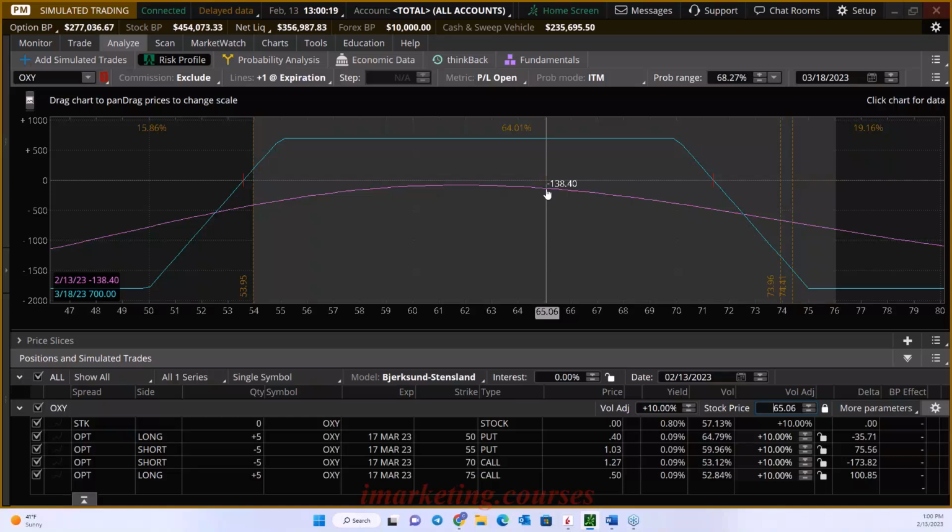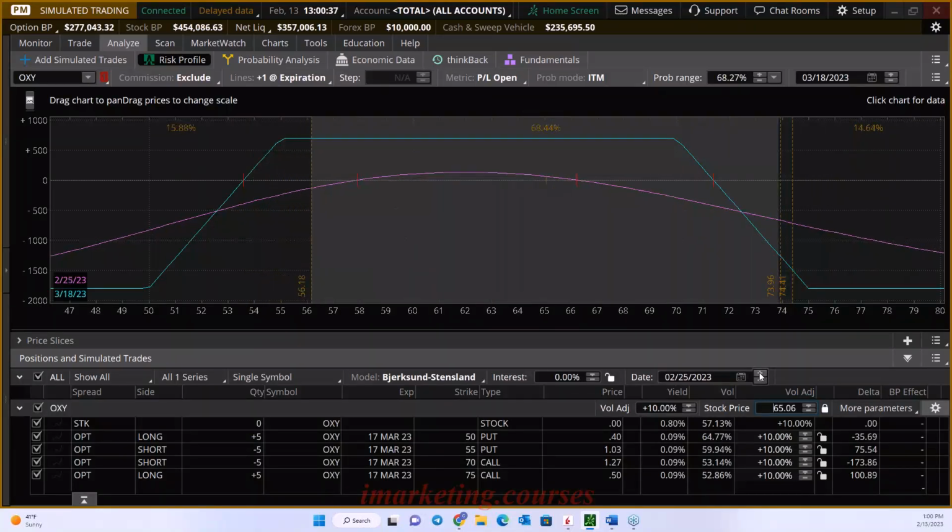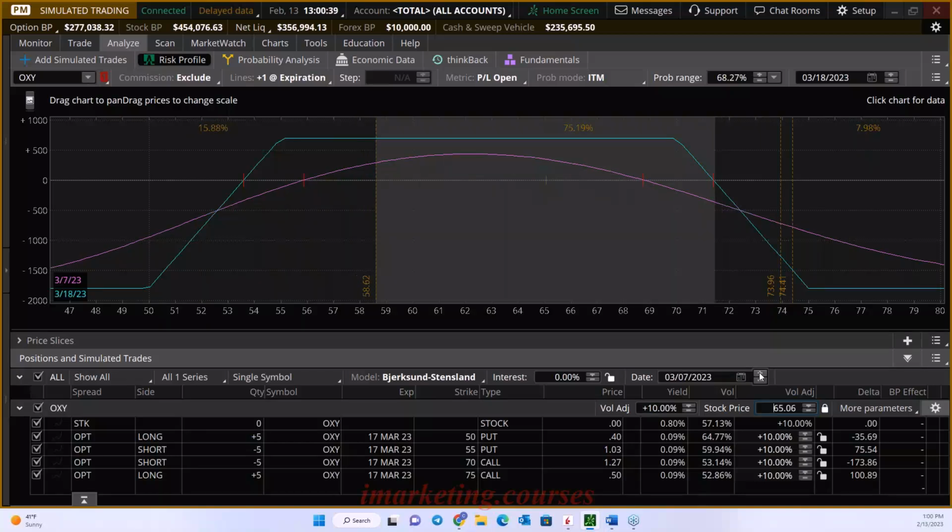Now, this is nothing to fear as long as it stays within the range, because eventually time decay will take it over. We can go right above that field where it says date 2/13/2023, and we can march forward the date and see the time decay. So we can play with the volatility, which is vega. We can play with the date, which is theta, and we can play with the price, which is delta. So all three of those balls can be in the air, and we can get a sense.